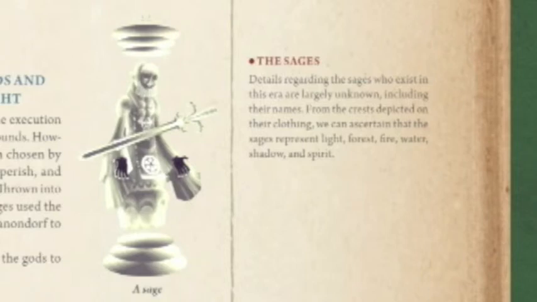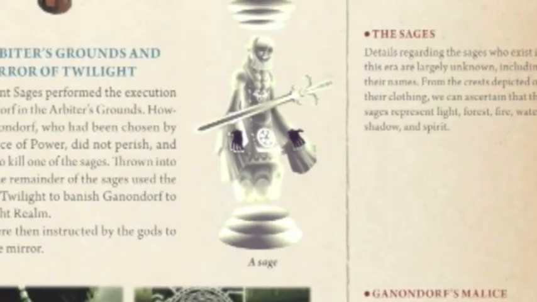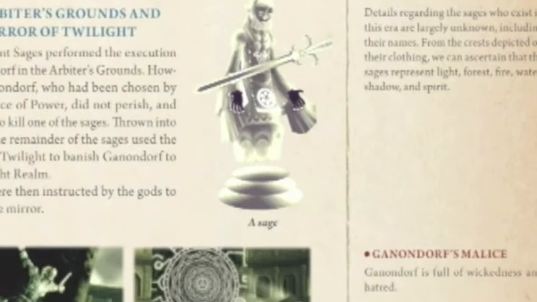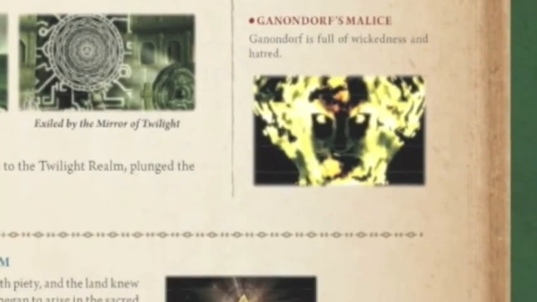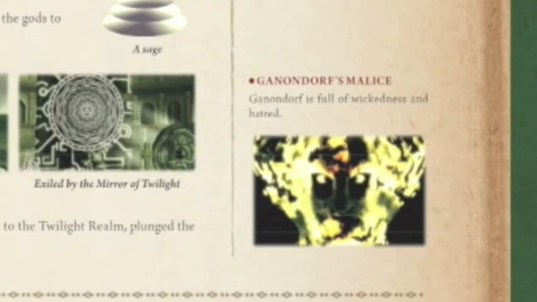The Sages. Details regarding the sages who exist in this era are largely unknown, including their names. From the crest depicted on their clothing, we can ascertain that the sages represent the light, forest, fire, water, shadow, and spirit sages. Yes. So basically, they're saying these are like the manifestation of the crests that the sages possess. But these sages in Twilight Princess really don't have any names or identities.